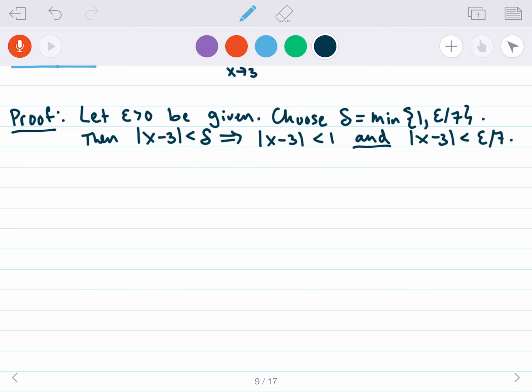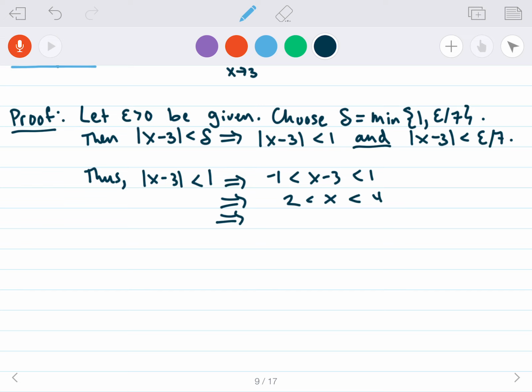Thus, x minus 3 being less than 1 tells us that x minus 3 is between negative 1 and 1. And this tells us that x is between 2 and 4. And this tells us that x plus 3 is between 5 and 7. And so x plus 3 is going to be less than 7. I'll just box this right here.